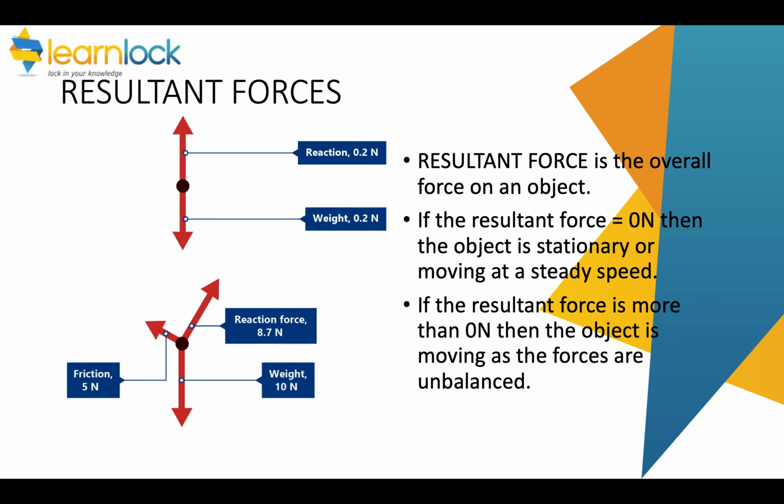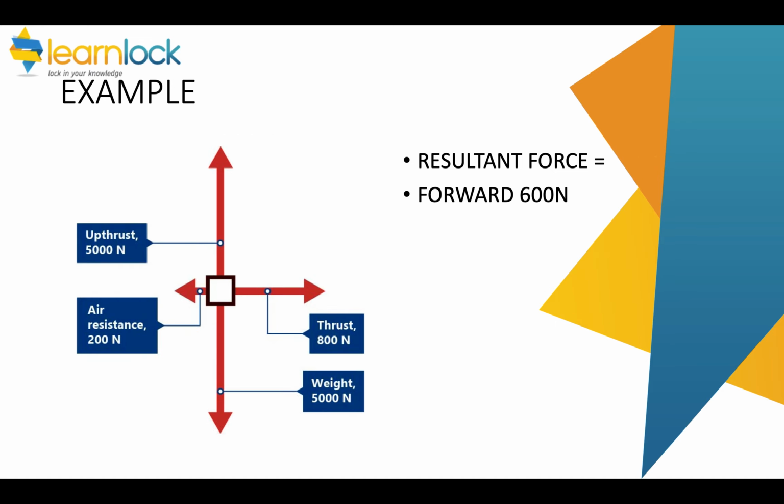Resultant forces, these are the overall forces on an object. If an object has a resultant force of 0, then it's either stationary, so not moving, or moving at a steady speed. When the resultant force is more than 0, then the object is moving, and that's because the forces are unbalanced. Here is an example of trying to calculate a resultant force. The forces up and down are the same, but if you look here, the thrust forward is 800 and the air resistance is 200. So overall, the resultant force would be forward by 600 newtons.